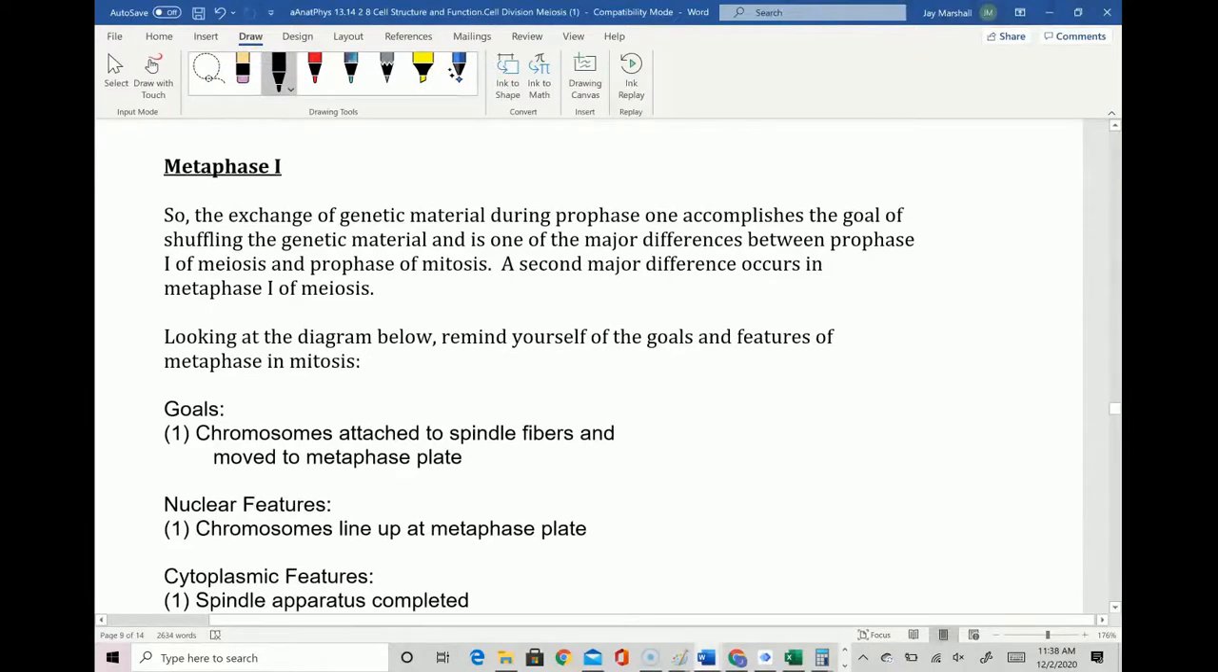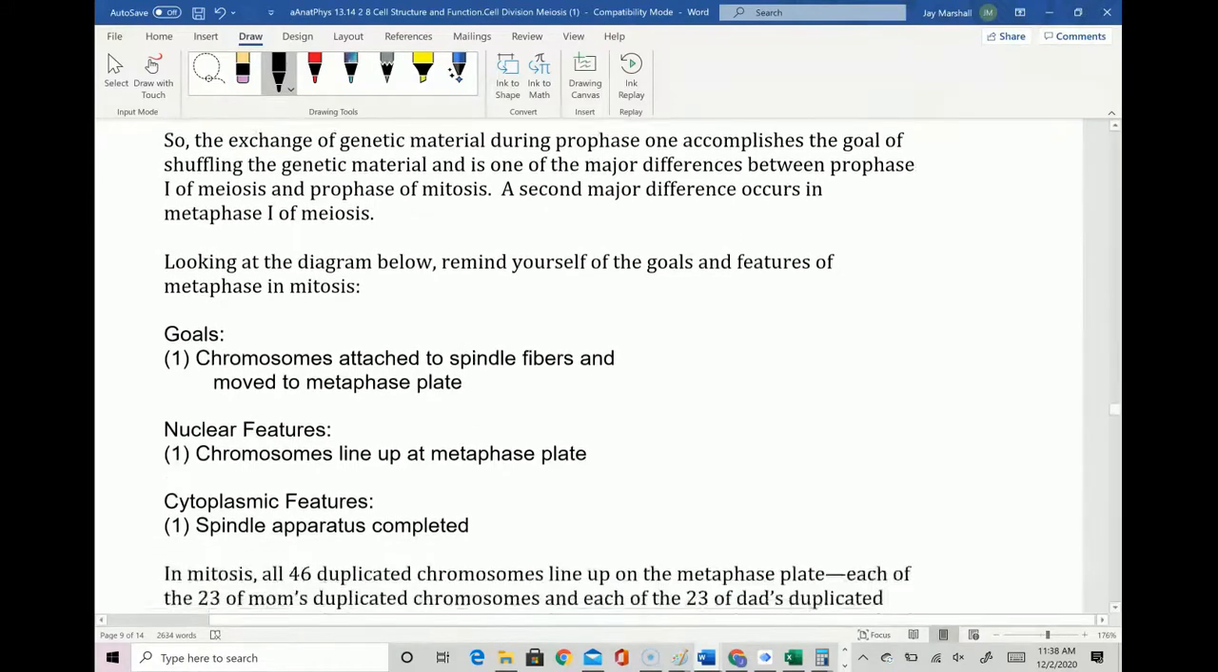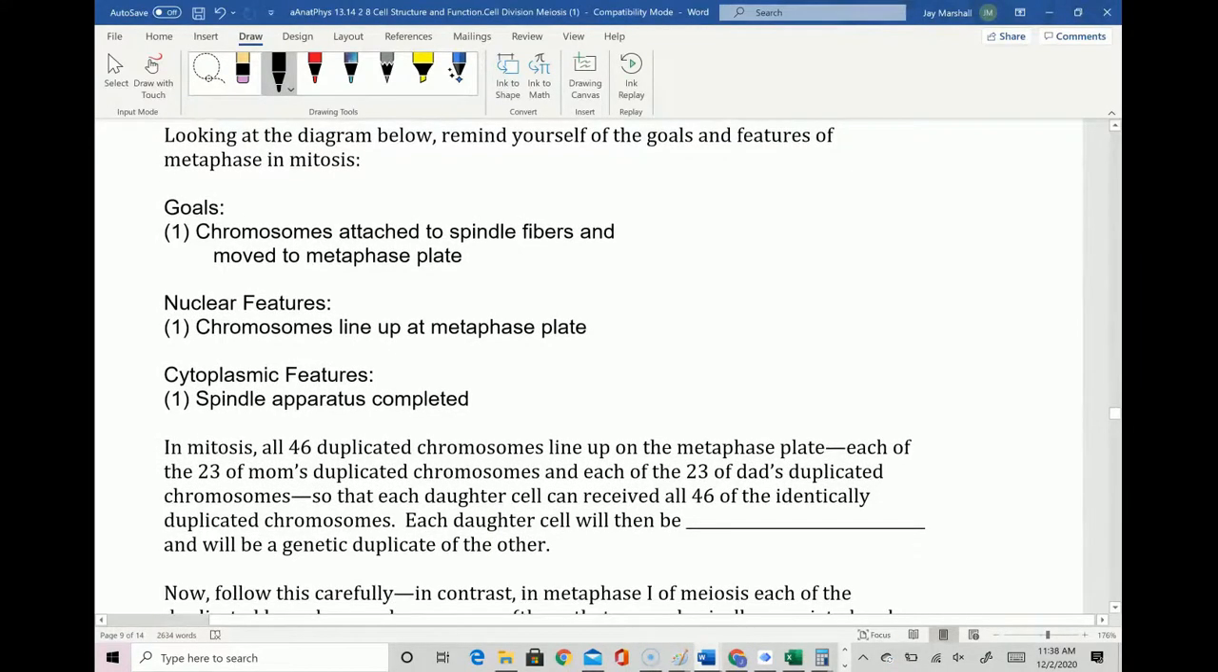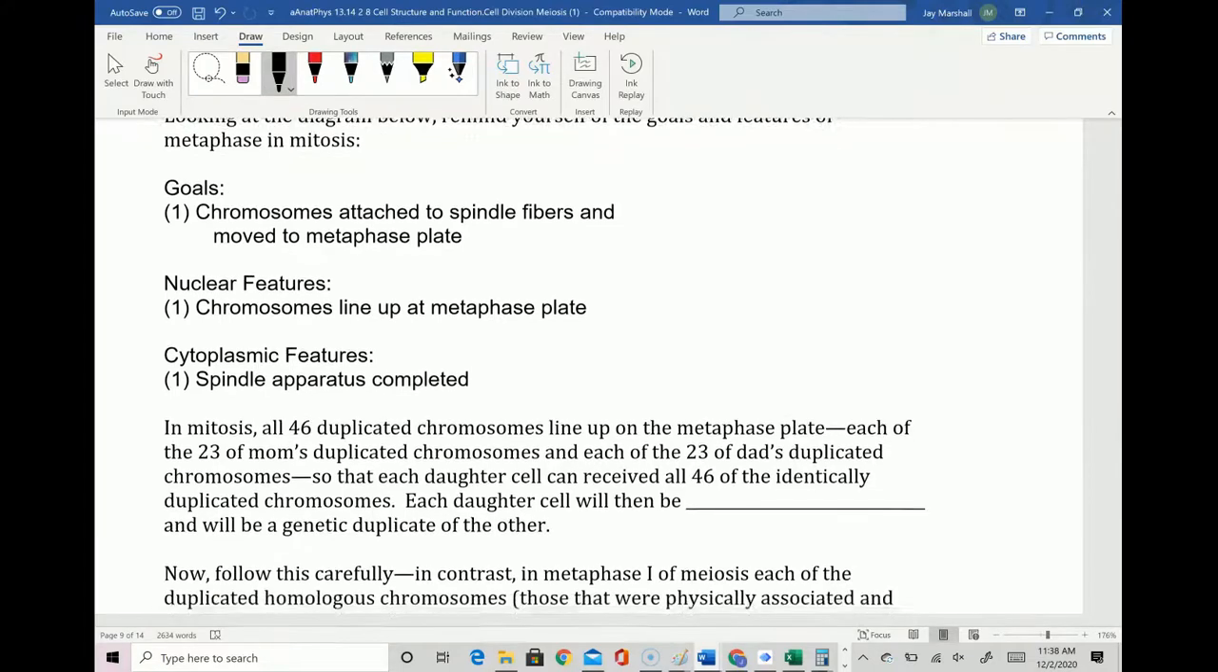So, real quickly again, the exchange of genetic material during prophase 1 accomplishes the goal of shuffling the genetic material, and is one of the major differences between prophase 1 of meiosis and prophase of mitosis. A second major difference occurs in metaphase 1. Okay? Again, I need to attach spindle fibers to the pairs of chromosomes and move them to the metaphase plate. The chromosomes line up at the metaphase plate. The spindle is completed.